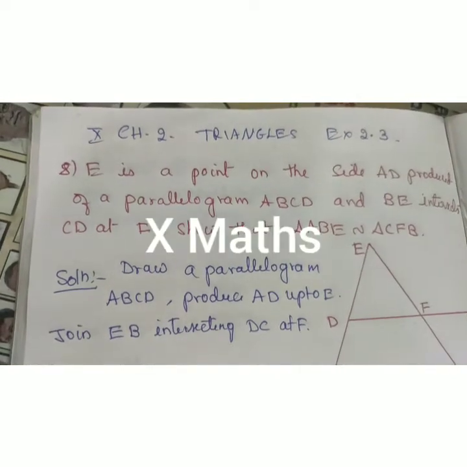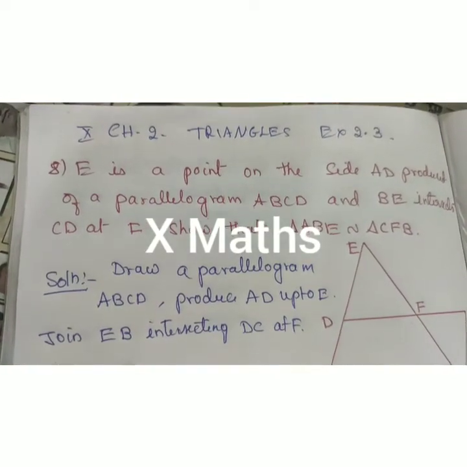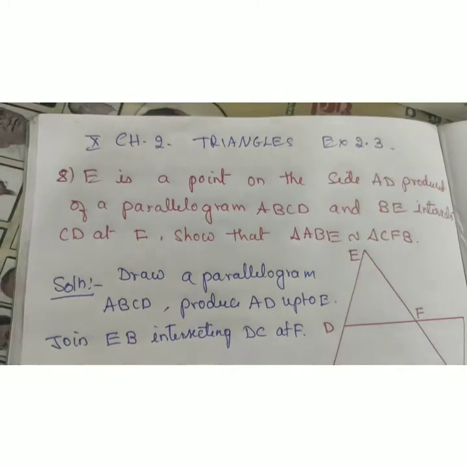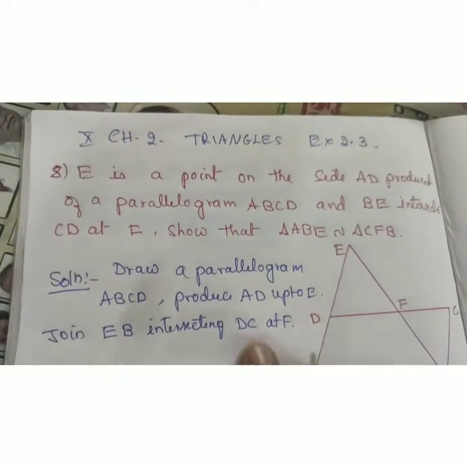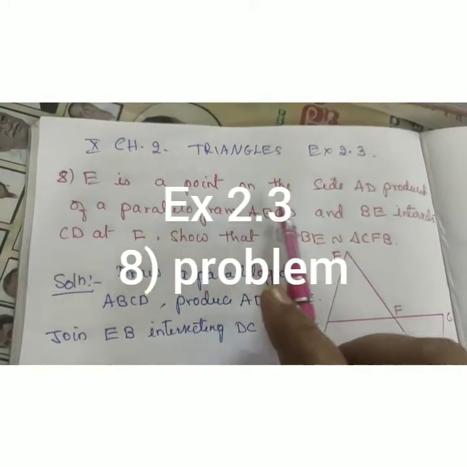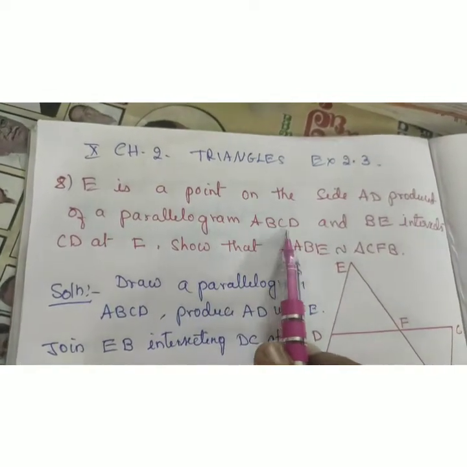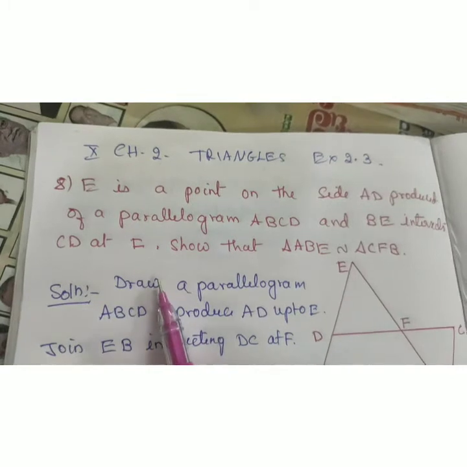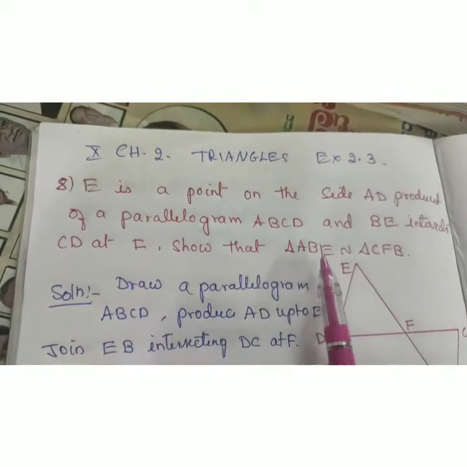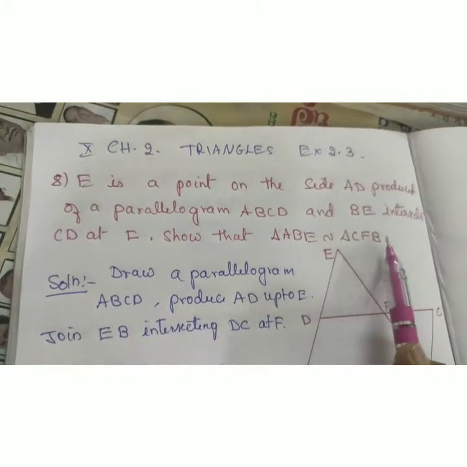We are dealing with chapter 2, that is triangles, and exercise 2.3. Okay, let us proceed with the 8th problem. The problem is: E is a point on the side AD produced of a parallelogram ABCD and BE intersects CD at F. Show that triangle ABE is similar to triangle CFB.